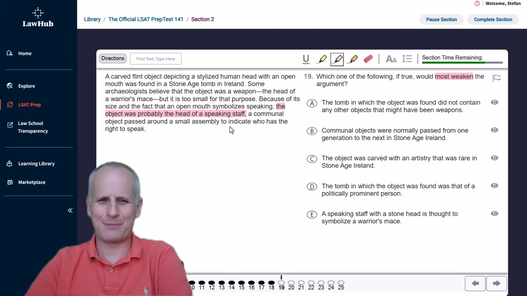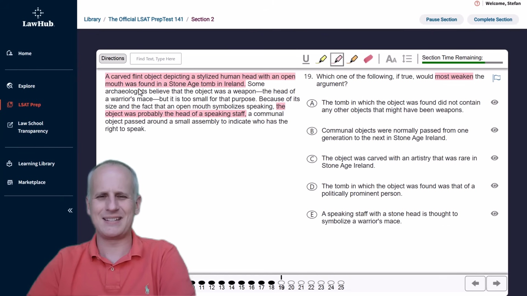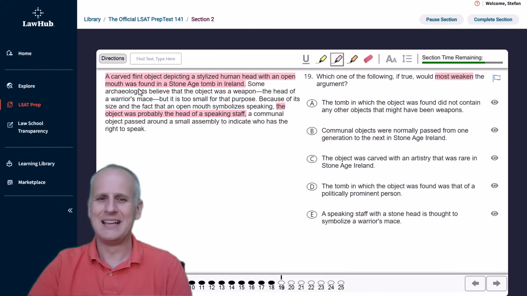But I want to know what the object was, so I'm going to just highlight what the object is up here for my clear reference. So I know that a carved flint object depicting a stylized human head with an open mouth was found in a Stone Age tomb in Ireland. The object was probably the head of a speaking staff, is ultimately our conclusion in full. So we want to show that it is not the head of a speaking staff, that it was something else. So we need to go to our answer choices looking for something that says this thing found in a tomb was not likely to be a speaking staff.